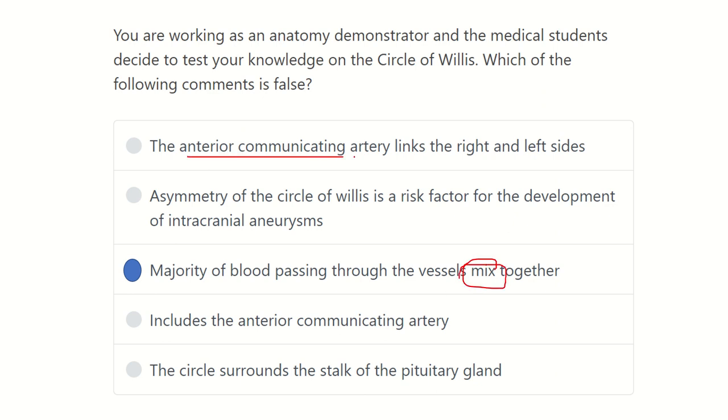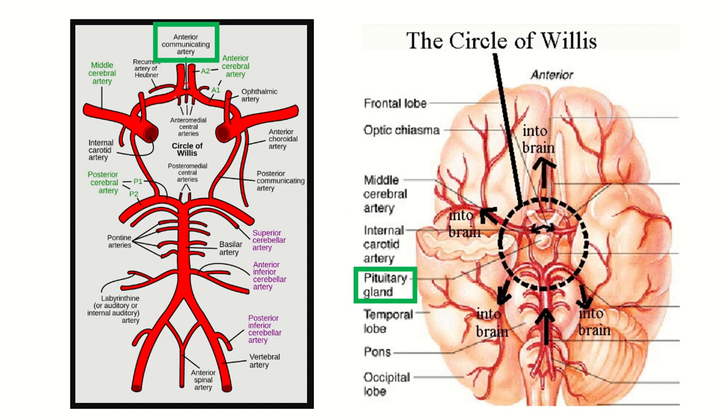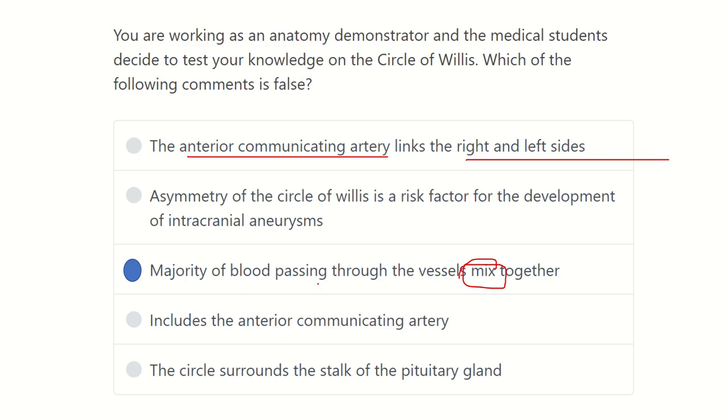Then the other options. The anterior communicating artery links the right and left side, it is true. In this picture we saw the anterior communicating artery connects the two sides. Then asymmetry of the circle of Willis is a risk factor for aneurysmal development, it is also true. Includes the anterior communicating artery, yes, the circle of Willis is formed by the anterior communicating artery, posterior communicating artery, anterior cerebral artery, posterior cerebral artery, and bifurcation of the basilar artery. Then the circle of Willis surrounds the stalk of the pituitary gland, it is also true.